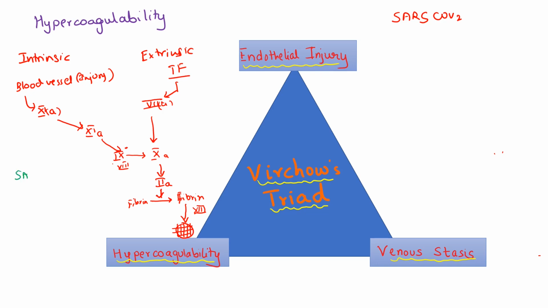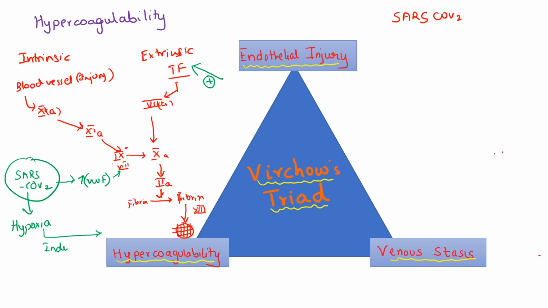Now we need to remember that SARS-CoV-2 overall causes activation of the entire coagulation cascade. It also causes an increase in the level of von Willebrand factor, a component of factor 8. Also, it causes activation of tissue factors. Now SARS-CoV-2 also causes hypoxia, and this hypoxia is one of the inducing agents for thrombus formation. So by various mechanisms, SARS-CoV-2 leads to thrombus formation.